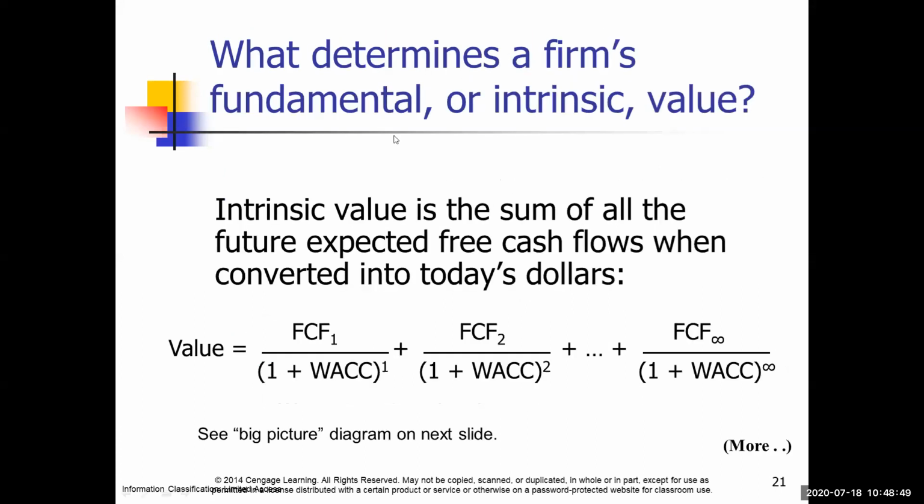Okay, so now we can discuss the intrinsic value of the firm. So what is the intrinsic value of the firm? Intrinsic value of the firm is nothing but, as I discussed, the future cash flows, that is free cash flows, divided by 1 plus the weighted average cost of capital. So what is the weighted average cost of capital?